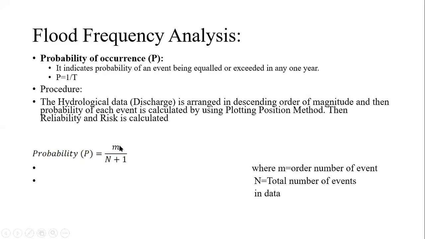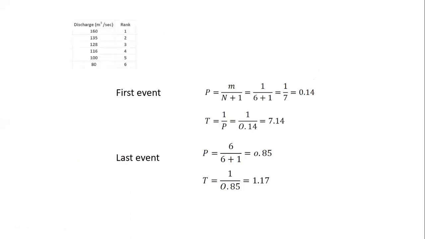m indicates the position of the event for which you want to find the probability of occurrence. That is, this m can be the first and can also be the last. That we are going to discuss now. And then return period T is nothing but 1 by P. That I will go through with an example.